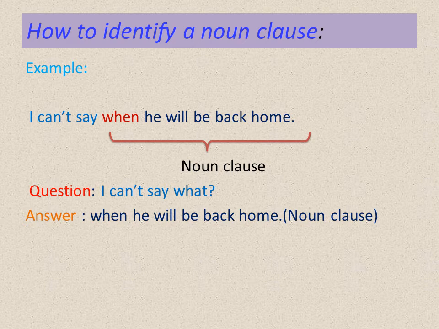Have you understood how to identify a noun clause in a sentence? It's very easy. If you remember the words that usually begin a noun clause, through those words we can identify a noun clause. Otherwise, if you put the question what to the verb of the main clause, the answer will be the noun clause.